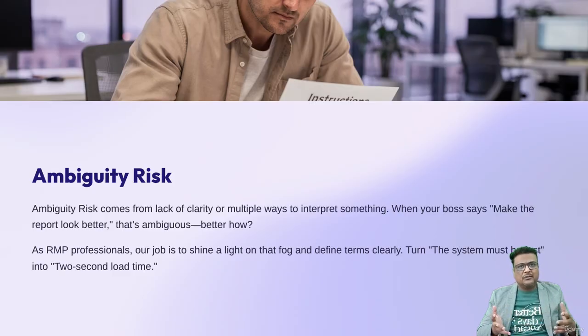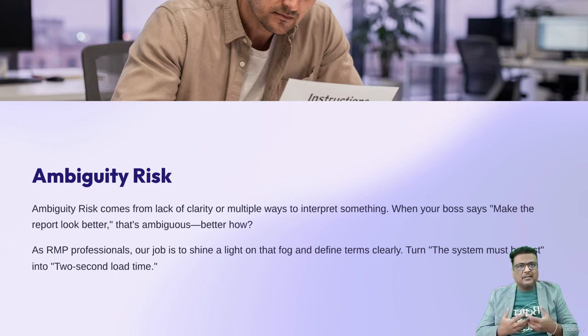You might have seen this at work when a client gives a vague requirement like "the system must be fast." How fast? That's the fog of ambiguity. As RMP professionals, our job is to shine a light on that fog and say, let's define "fast" as a 2-second load time. We are killing the ambiguity to lower the risk.